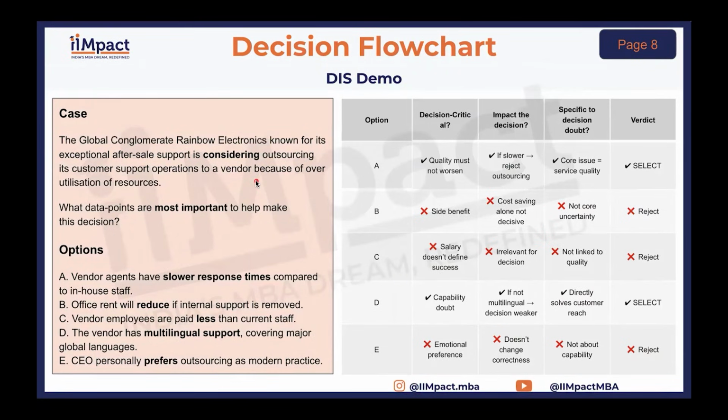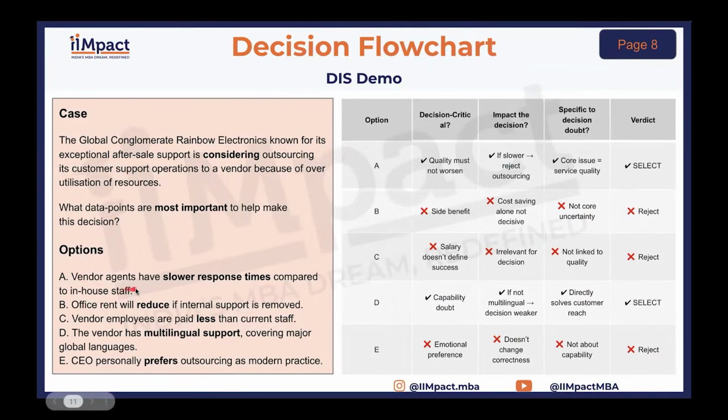What are the other data points that you have? What are the root, critical pieces of information that you have been given? The company is a global conglomerate, which means that it has customers located globally in many countries. You have had exceptional after sales support, so your customers would probably be used to this standard, known for its exceptional after sales support. So now let us look at the options. Which data points are most important to help make this decision?